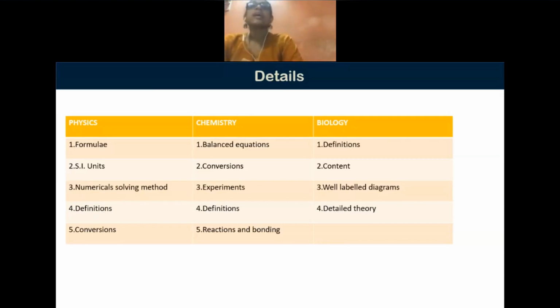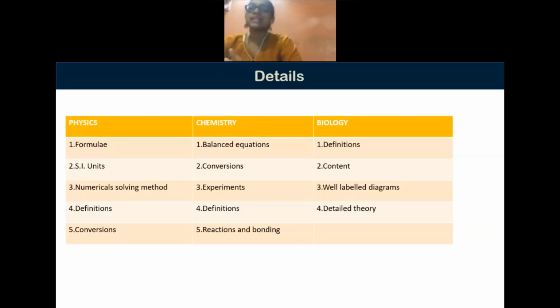Then you have definitions. When it comes to your theory answers in physics, you have to be very word to word with your definitions, very abrupt in what you write and the way you define. Okay, you cannot put it across in whatever you feel because your definitions again carry 1 to 2 marks. Second, I will come to the conversions.